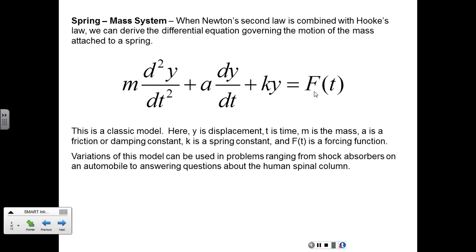For example, if this was cosine of y, that's not cosine times y. Cosine y is a function in terms of y. It would make it nonlinear. I just said that for a specific reason. Okay? If this forcing function over here is in terms of y's, it's nonlinear. Okay?